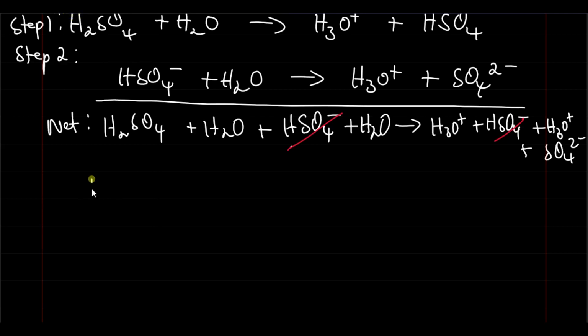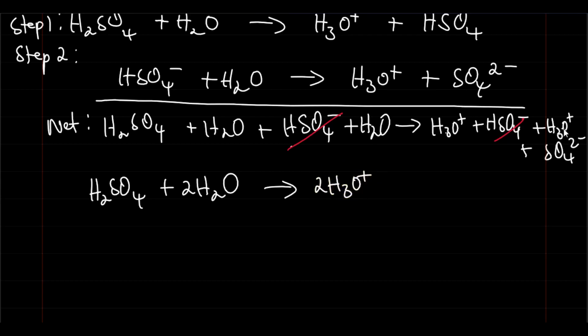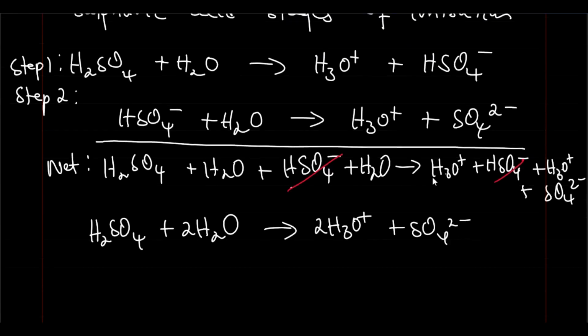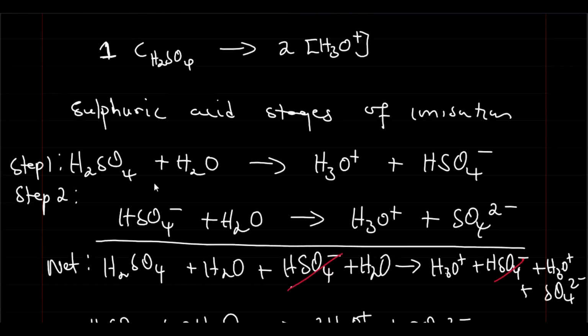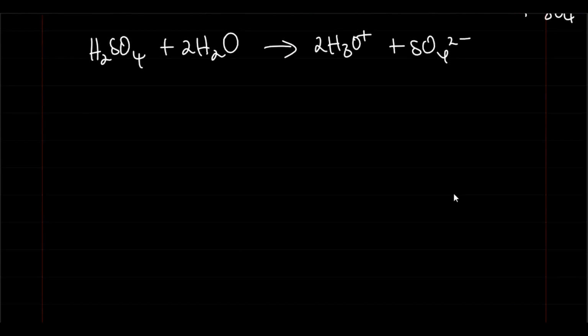So now what are we going to have? On the left we're going to have H2SO4. How many waters? One, two water molecules. Two water molecules, right? And how many hydroniums do we have? On the right, two hydroniums, and then we have plus SO4 2 minus. So they can ask you about this two-step reaction of sulfuric acid. I just want you to be wary of that and know the content of chemistry.